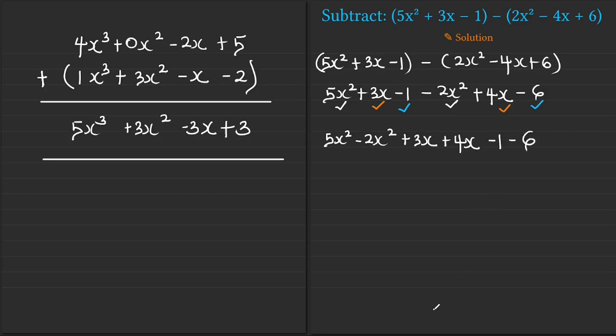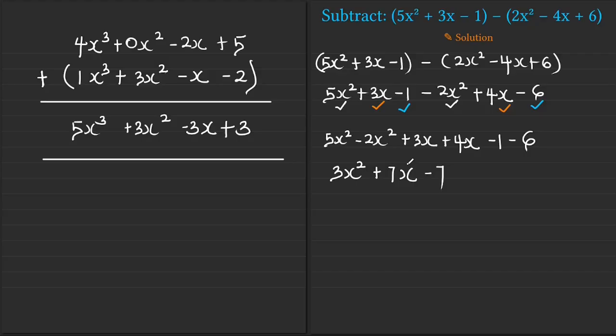Then we simply evaluate. So 5x squared minus our 2x squared, we have 5 minus 2, which gives us a 3. So we simply write our 3 and then our x squared. Then we come to the 4 and then 3. So 4 plus 3 gives us a 7. So we have our 7x. A negative 1 minus 6 also gives us a negative 7. So this becomes our final answer.